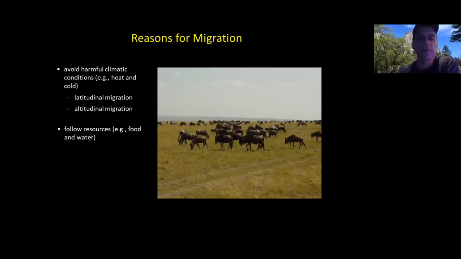Another reason to migrate is to follow the available food and water. Each year, wildebeest migrate between Kenya and Tanzania, and they are continually on the move in search of grass and water. It is all driven by rainfall, and their particular path and timing of the migration depends on the rainfall patterns of that particular year.